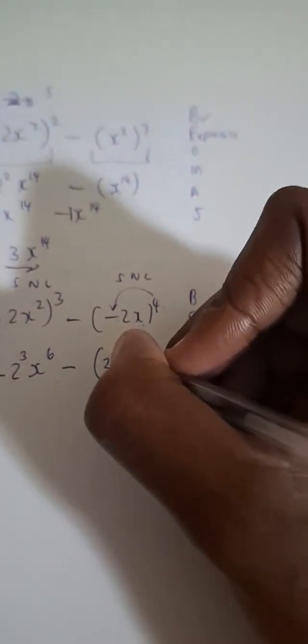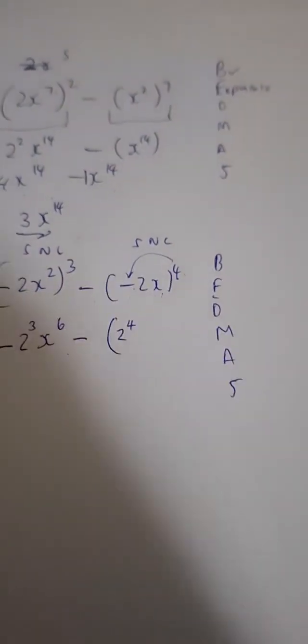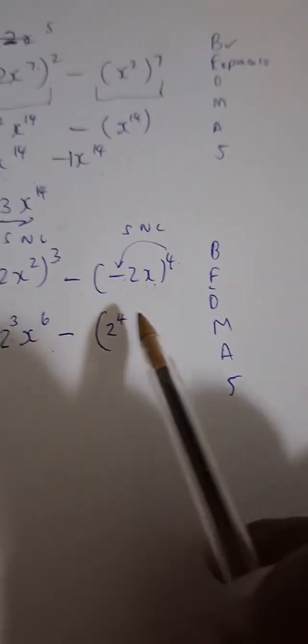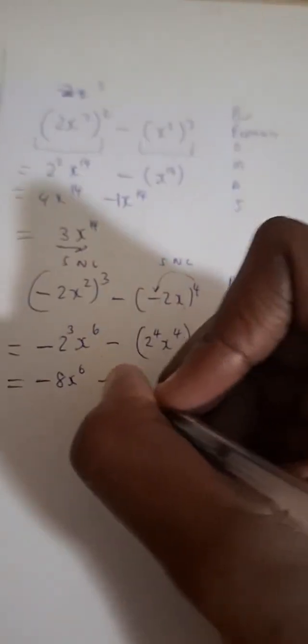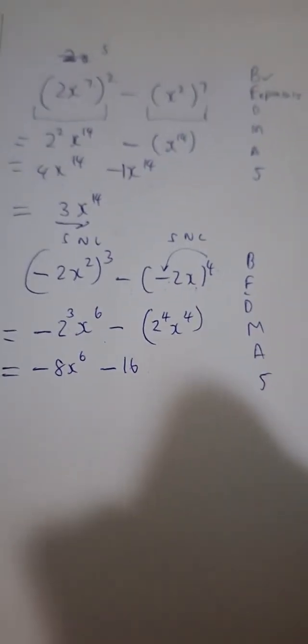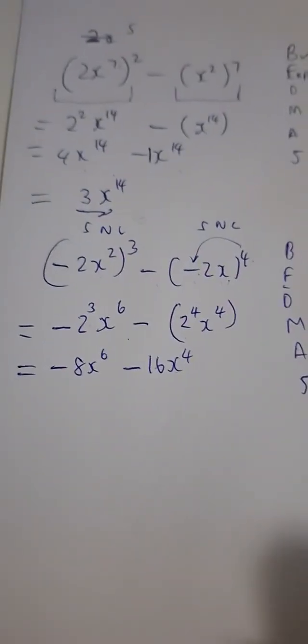Okay, thank you. So we know that positive sign is an invisible positive. Whether you write it down or you don't, it's there. 2 to the power 4, because it's 1 times 4. Then x to the power 1 times 4, that's also 4. Bracket closed. Then negative, what's 2 to the power 3? It's 8x to the power 6, minus 2 to the power 4 is 16, guys. Okay, negative 16x to the power 4.